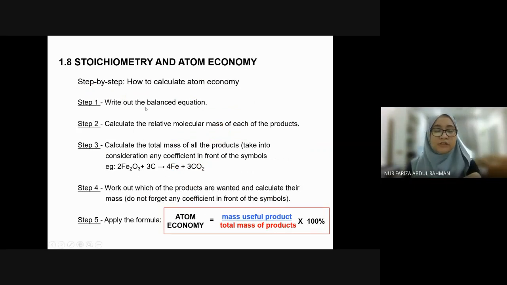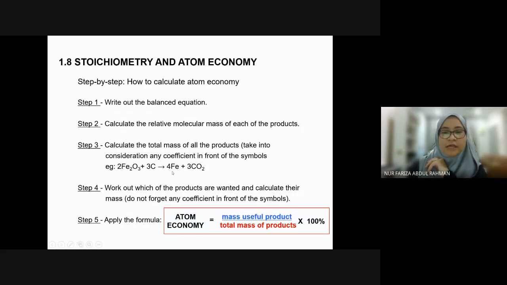Make sure you have your balanced equation, okay, and then calculate the relative molecular mass of each of the products. So for atom economy, we are going to be using the molecular mass. Okay, kita akan based on the molecular mass. Number 3, calculate the total mass of all the products. Take into consideration any coefficient in front of the symbol. So you have to consider the coefficient.